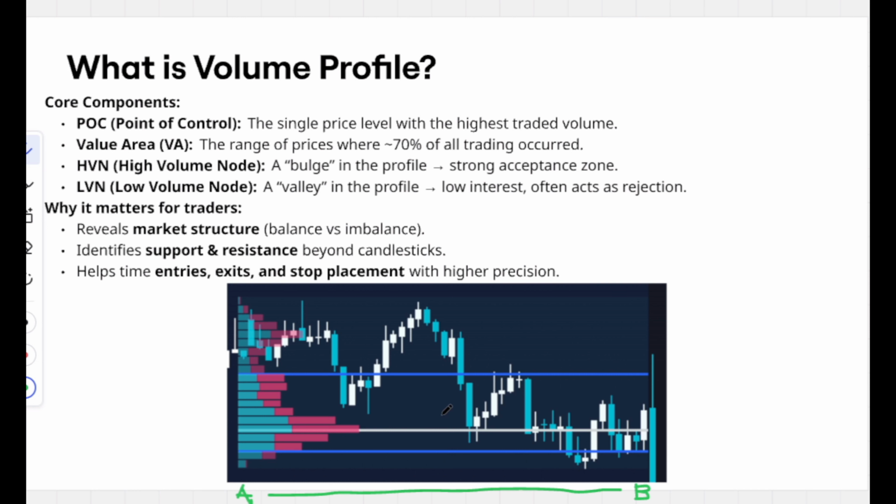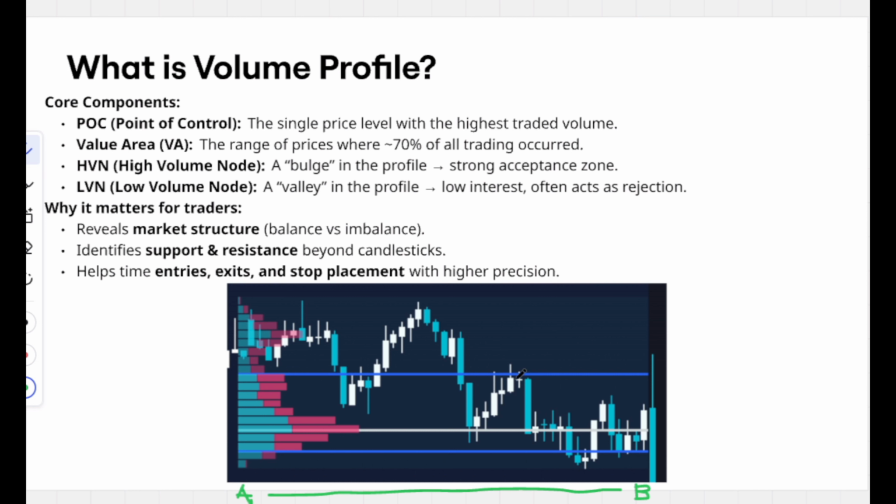Now the next thing to cover is this white line, the point of control. This is the highest trading volume, so you can view it as the place where the market views the price as a fair market price. There is no sell side imbalance or buy side imbalance. Everyone thinks this is a fair price to trade.